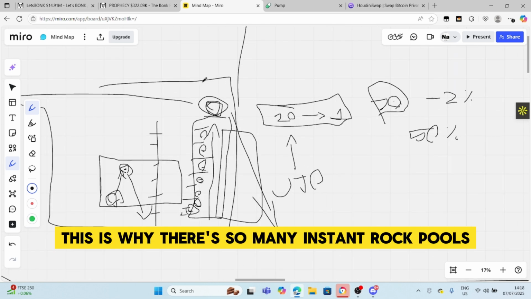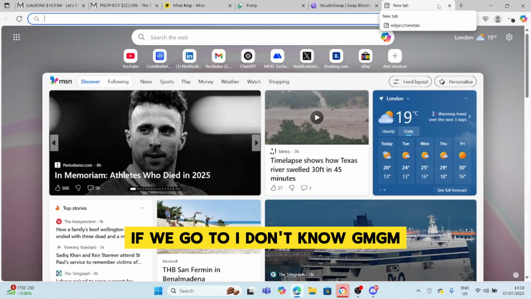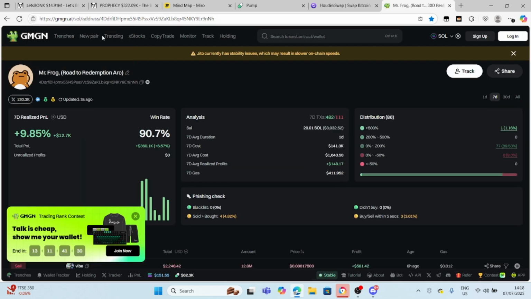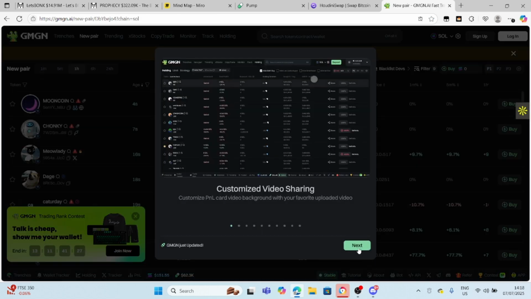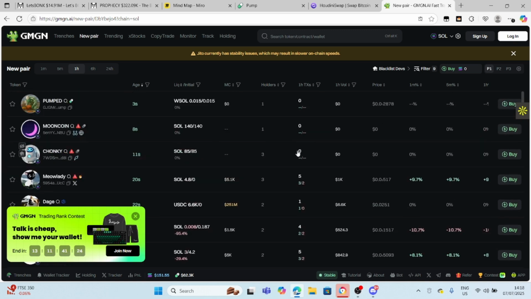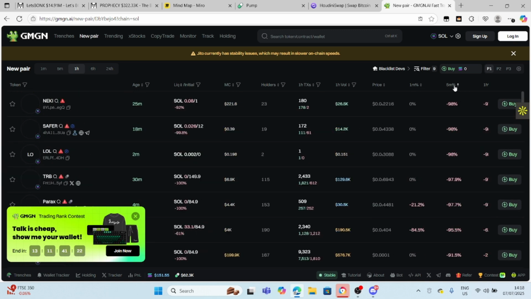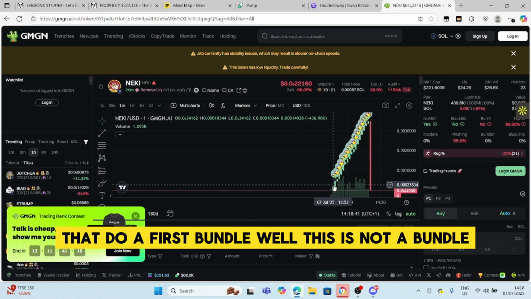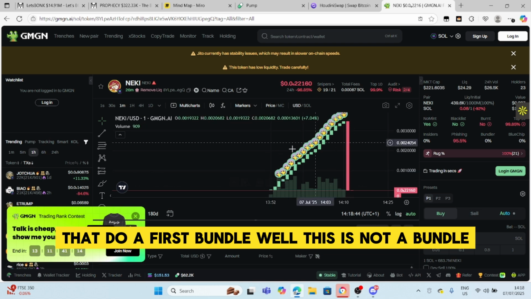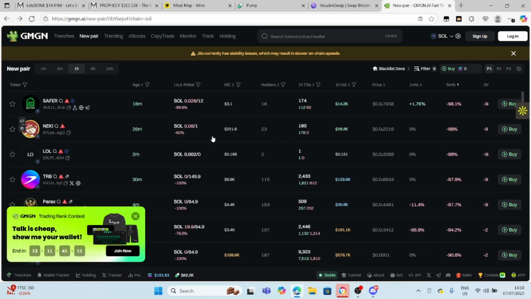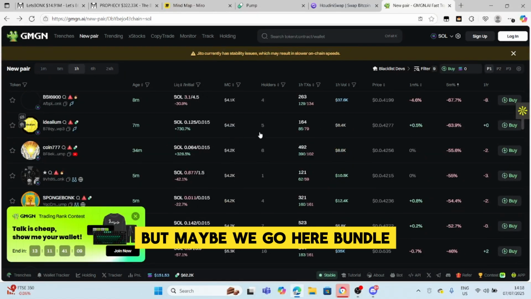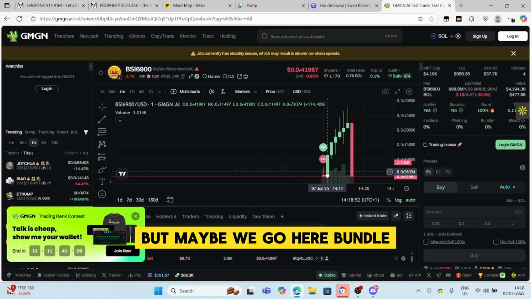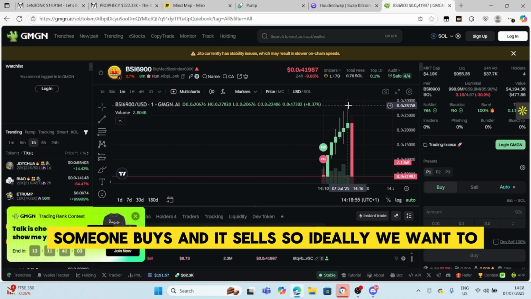This is why there are so many instant rug pulls. If we go to, I don't know, GMGN, new pair, yeah, there are so many instant rug pulls that do a first bundle. Well, this is not a bundle, this is just a rug pull designed to make little profits, but maybe we go here, bundle, someone buys and it sells.